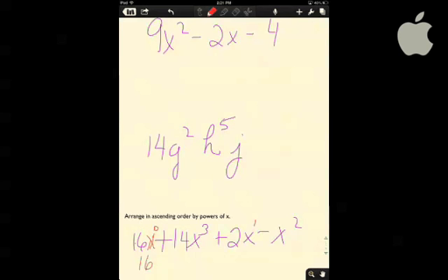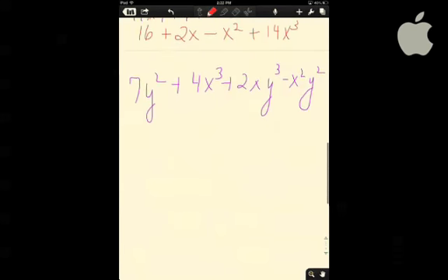Then after 0 would come 1, so the next term would be 2x, because the x has an exponent of 1. Then I would write minus x², because that exponent is 2 and follows 1. And finally, 14x³. It's now in ascending order. And of course, we need to remember that descending means that those exponents would go down.